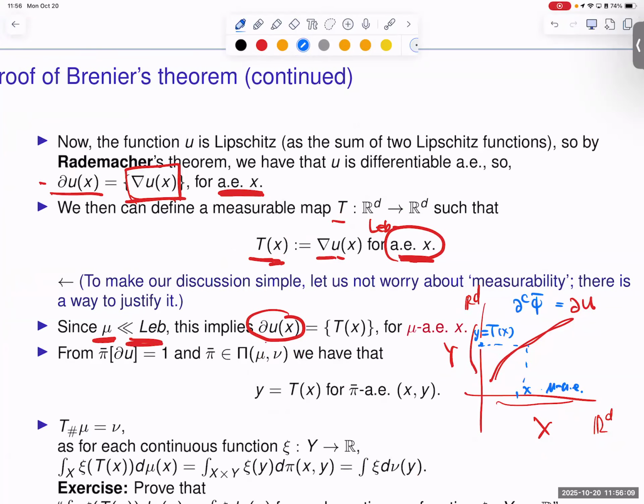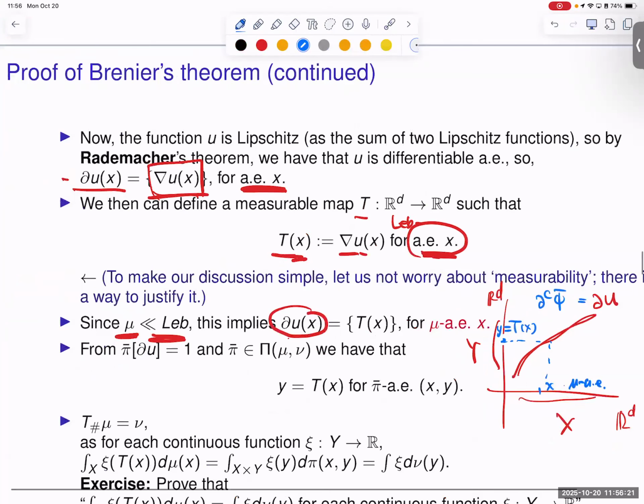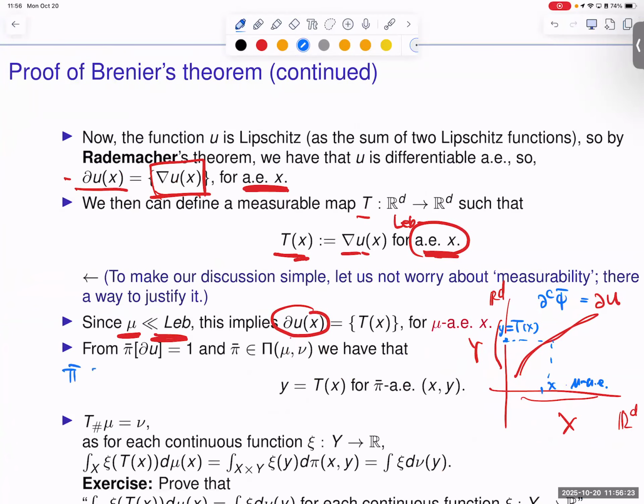And now, the optimal transfer plan pi bar. I used the word supported, but a more appropriate wording is that pi bar is concentrated in the set. So when you see this equation, it means you can say pi bar is concentrated in this set, the subdifferential of u.